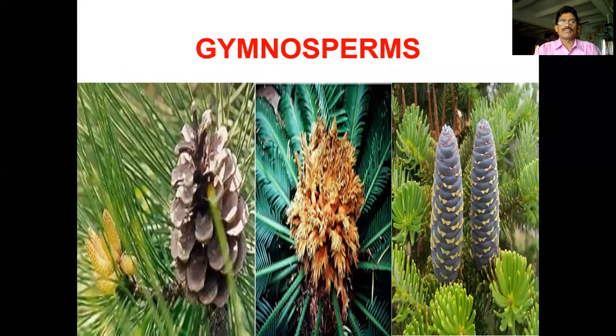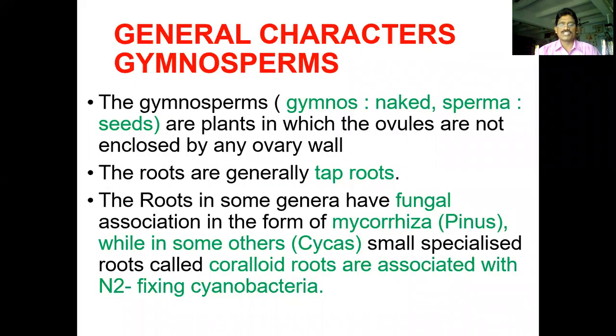So today, I am going to discuss the general characters of gymnosperms. When you see the gymnosperms, what are the main characters of gymnosperms? The gymnosperms are naked seeded plants. Gymno means naked, sperme means seeded plants. So these are known as naked seeded plants. The plants which have ovules are not enclosed in any ovary.